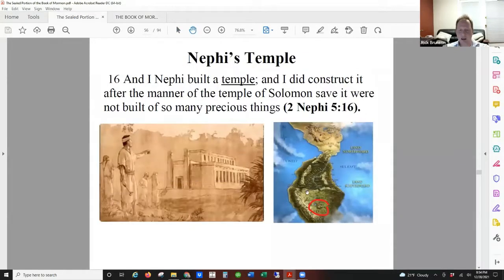Okay. So once Nephi fled the land of first inheritance and settled in Nephi, he built a temple, we know, after the manner of Solomon. And so that was built in the land of Nephi.